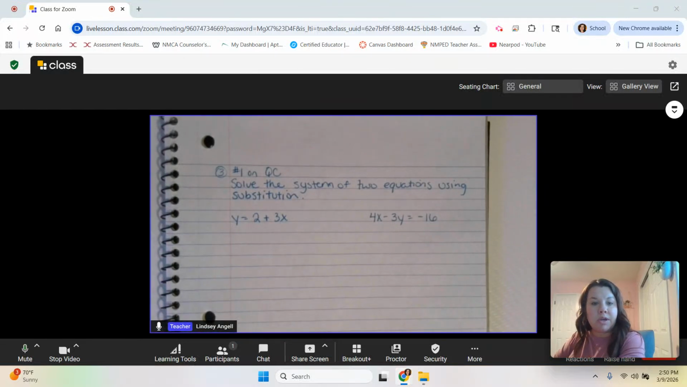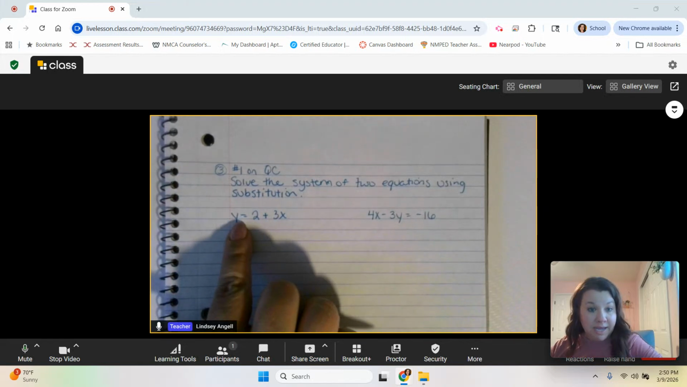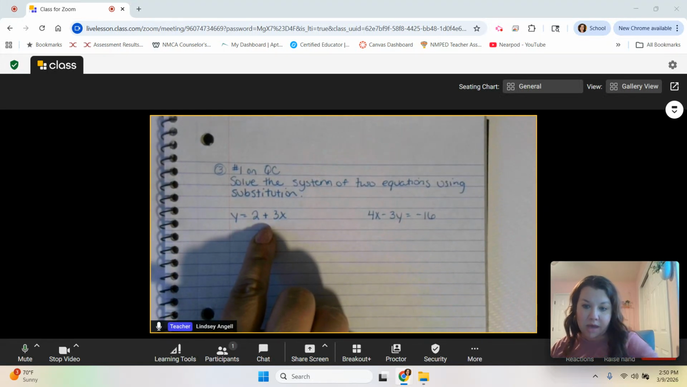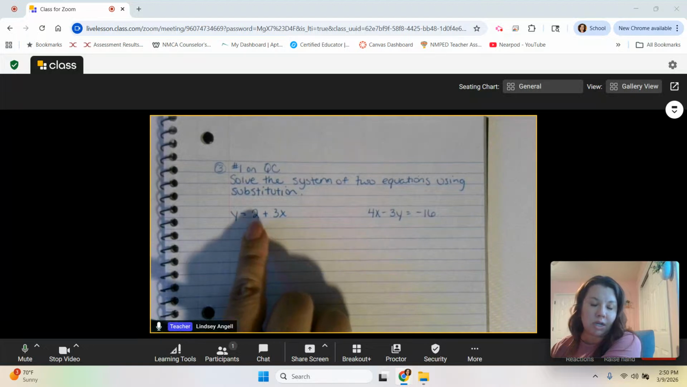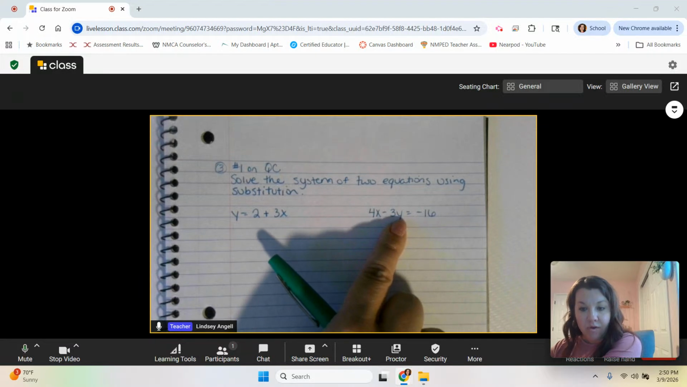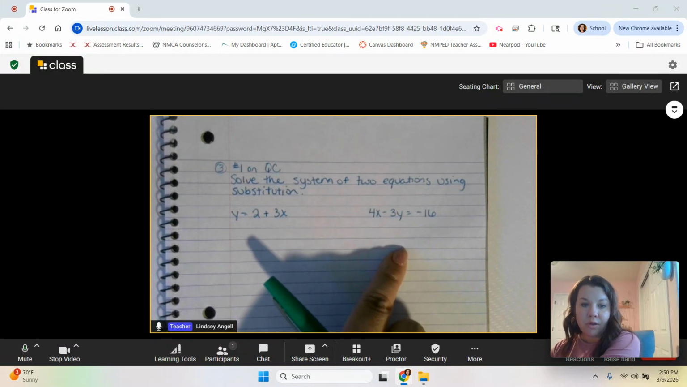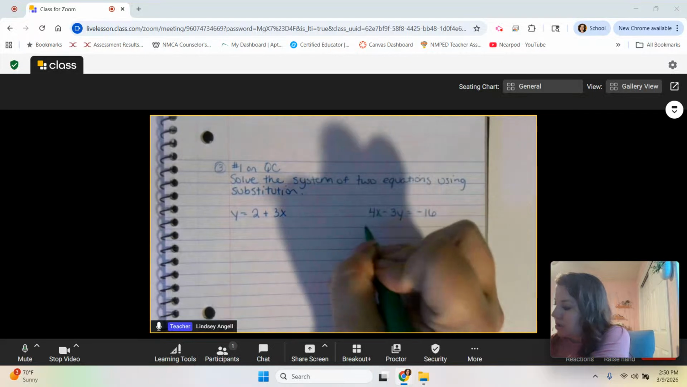This next one that we're going to look at is number 1 on your quick check. It says solve the system of 2 equations using substitution. So, same process. But this one tells me what y is equal to. I love that, right? Because now I can take this value, 2 plus 3x, and plug that in for y over here, solve, and then plug the next value back in here. So that's what I'm going to do.